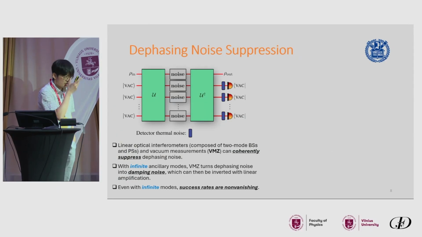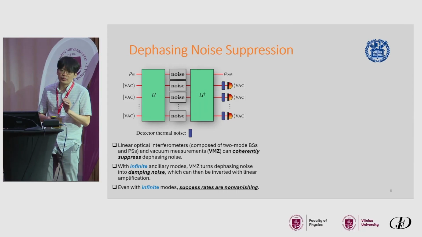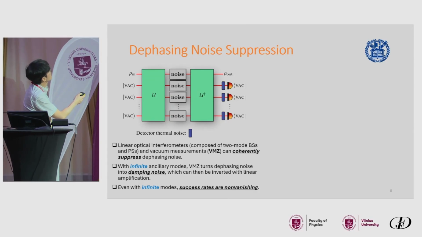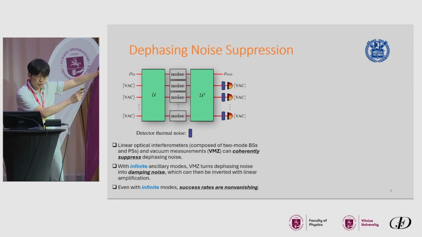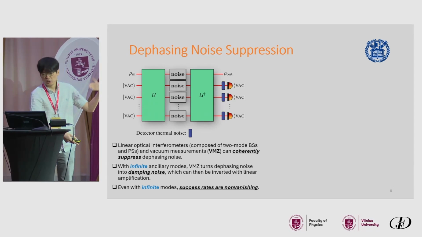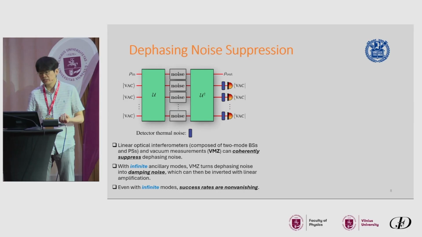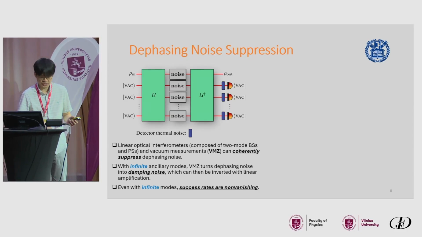Now, dephasing is an interesting one because actually we can perform coherent suppression of dephasing using only linear optical setups like this. So what happens is that you first send an input state through a linear optical unitary, let the output modes get corrupted by IID dephasing noise, followed by an inverted unitary, and you perform vacuum measurements at the end. The result is actually an output state that has dephasing noise coherently suppressed.